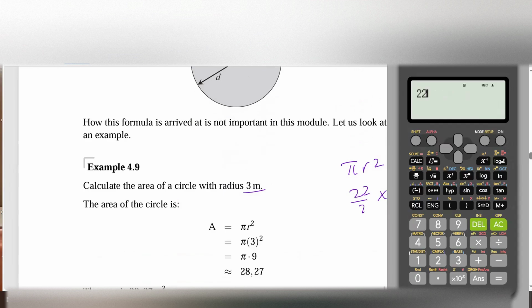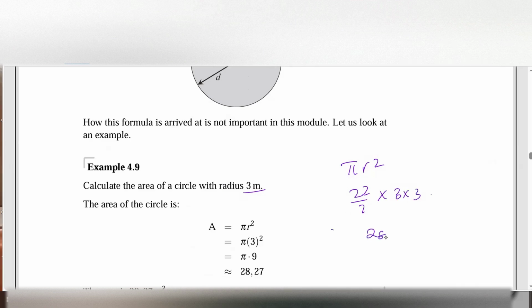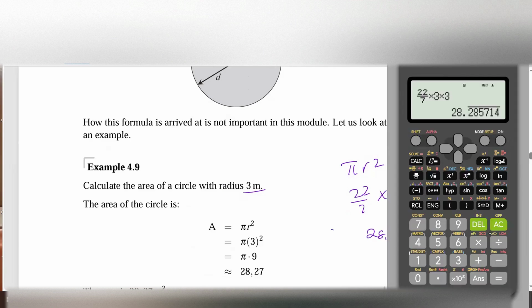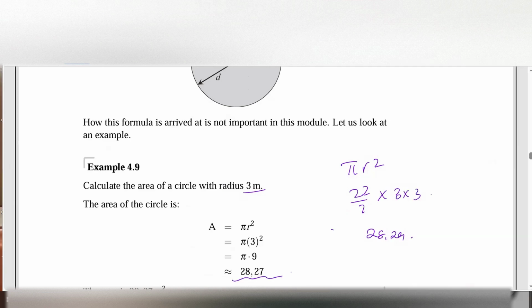Let's see. 22 over 7, we're multiplying it by 3 times 3, which becomes 28.29. If we use the pi in the calculator, it's going to be shift and that pi, multiplied by 3 squared. That becomes 9 pi, which is 28.27. I think that's what they used.